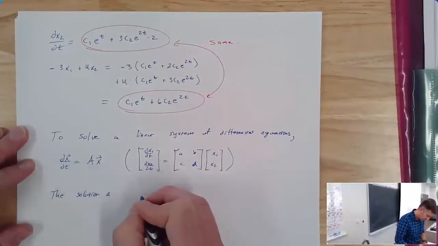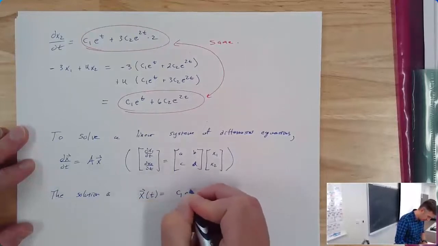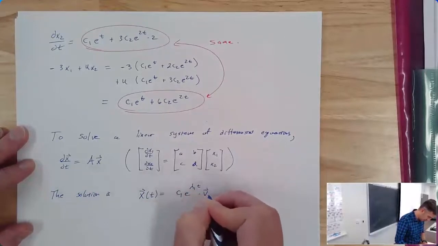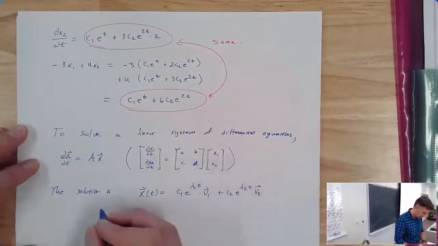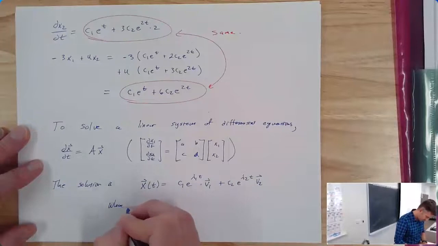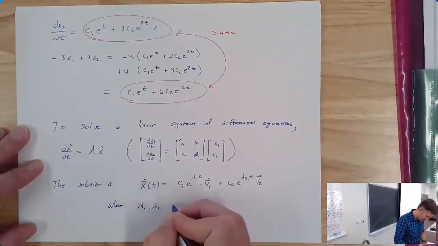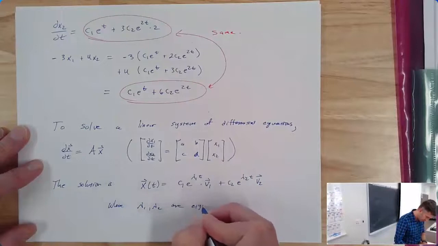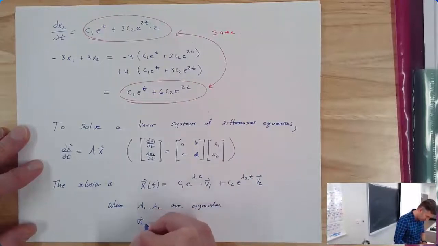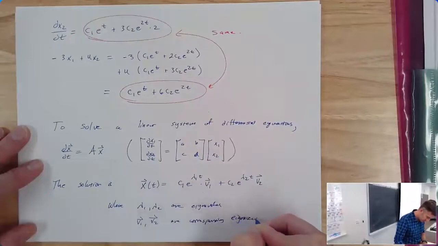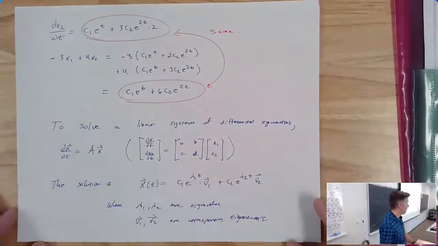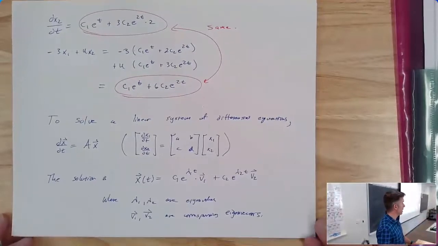The solution is x of t equal to c1 e to the lambda 1 t times the vector v1 plus c2 e to the lambda 2 t times the vector v2, where of course lambda 1, lambda 2 are the eigenvalues, and the v1 and v2 are the corresponding eigenvectors. That's kind of the whole shebang. Well, not quite the whole shebang, but like the big gist.